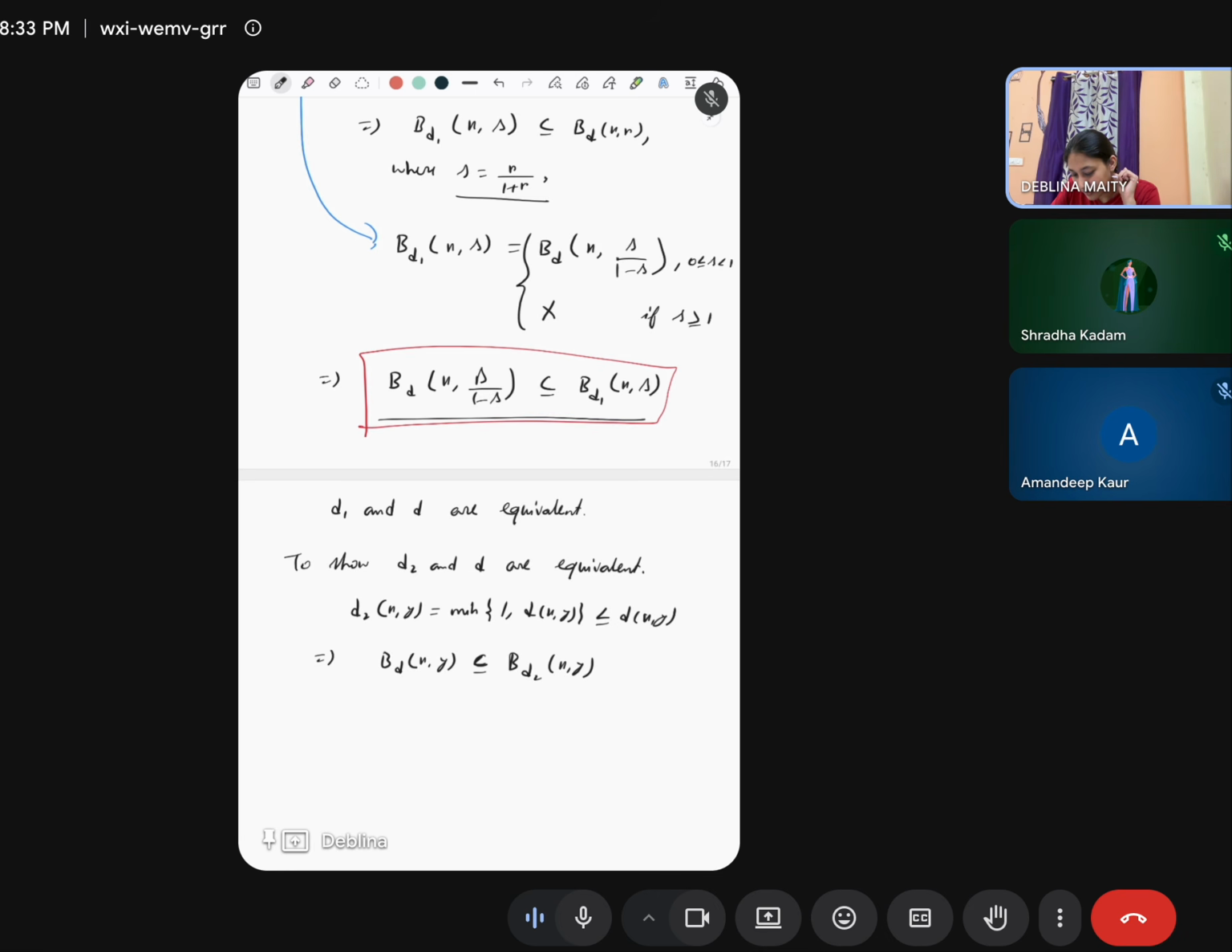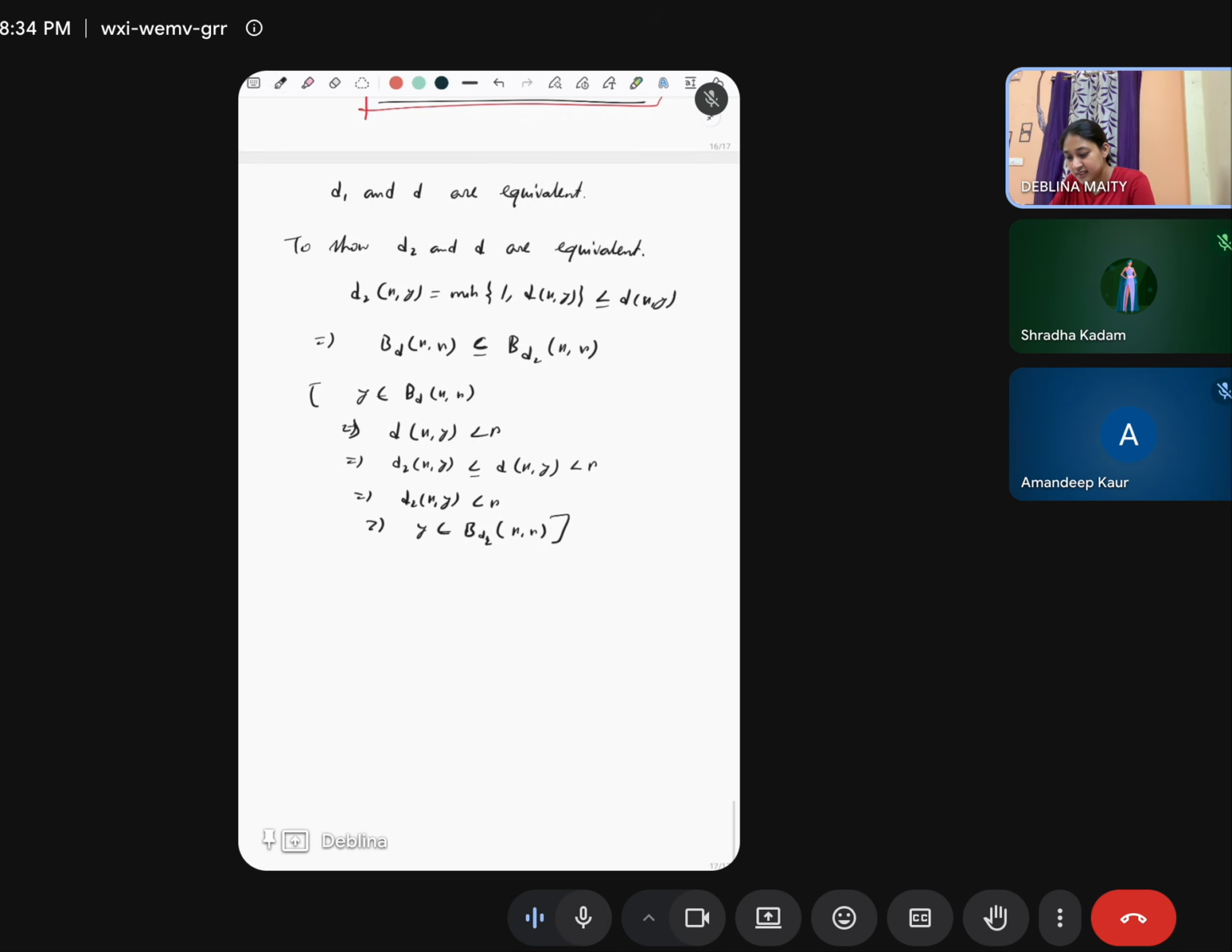Why? Because with the same radius r, if y belongs to B_d(x, r), then d(x,y) is less than r, and by hypothesis we have d2(x,y) is less than or equal to d(x,y), and d(x,y) is less than r, so d2(x,y) is less than r. So this implies y belongs to B_d2(x, r), right? So one part is clear.